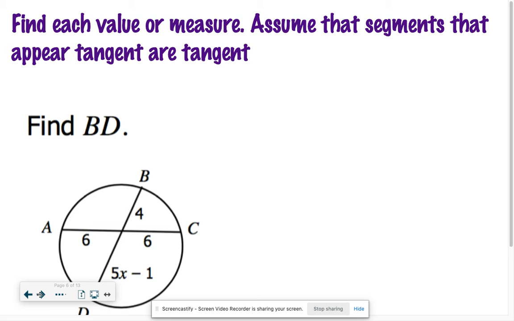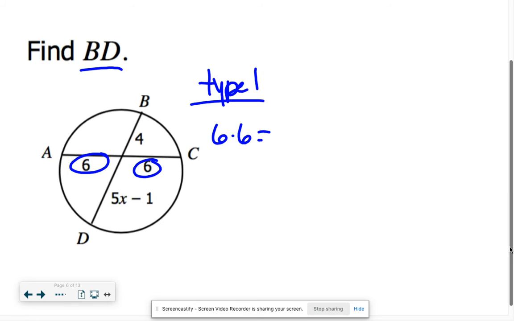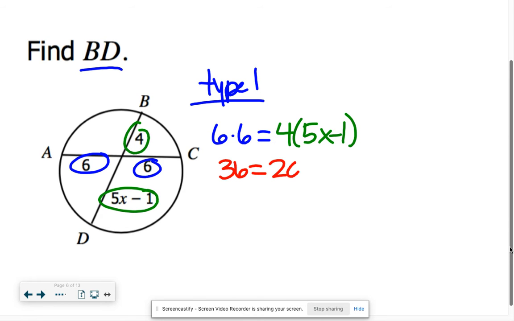Number 2. Oh, so this time we're looking for BD. We also have another type 1 problem. We have two chords here. Same kind of process: you're going to take 6 times 6 and set that equal to 4 times 5x minus 1. Now you have a pretty simple linear equation to solve. 6 times 6 is 36. Distribute that 4: 20x minus 4. Bring over that 4. We find that x equals 2.